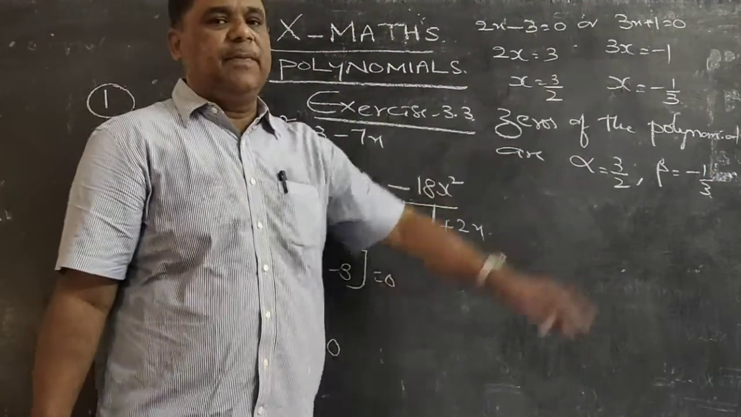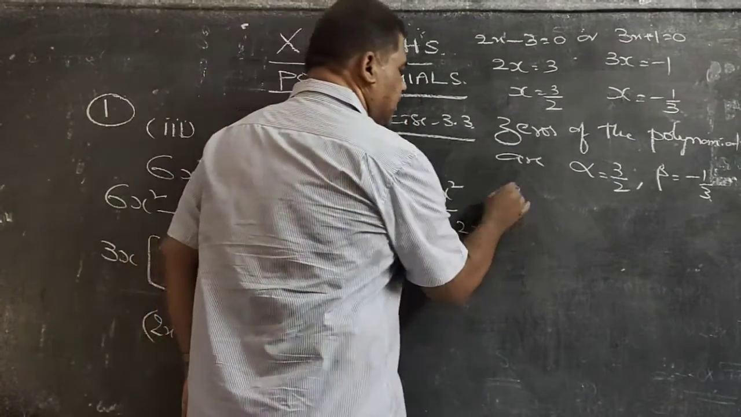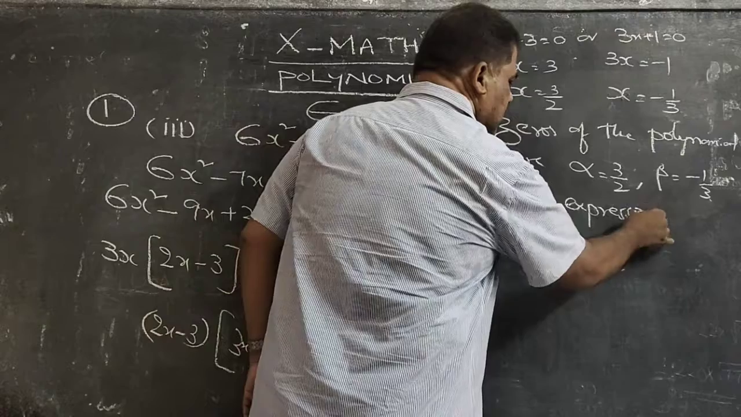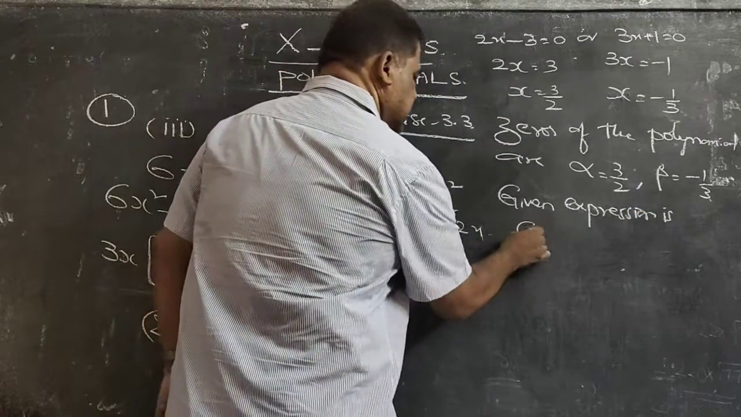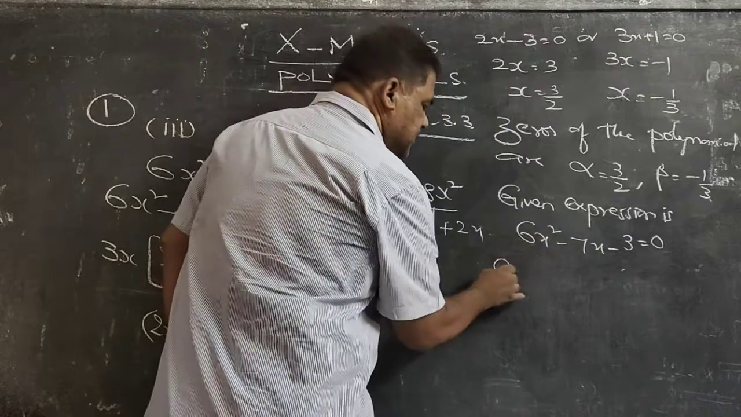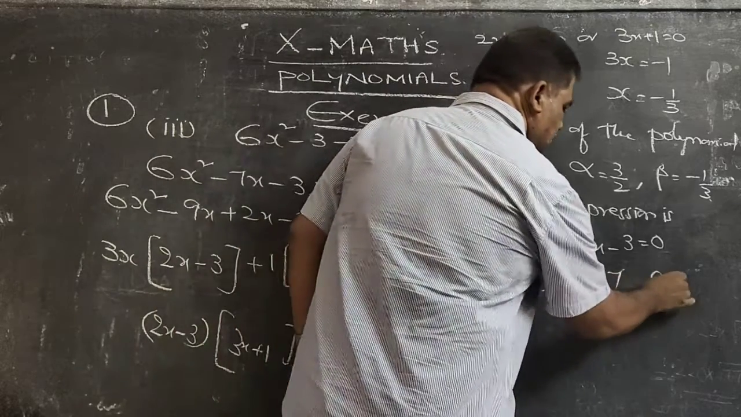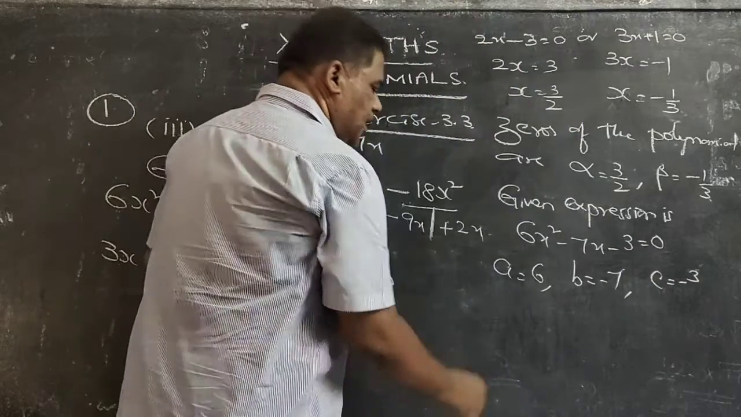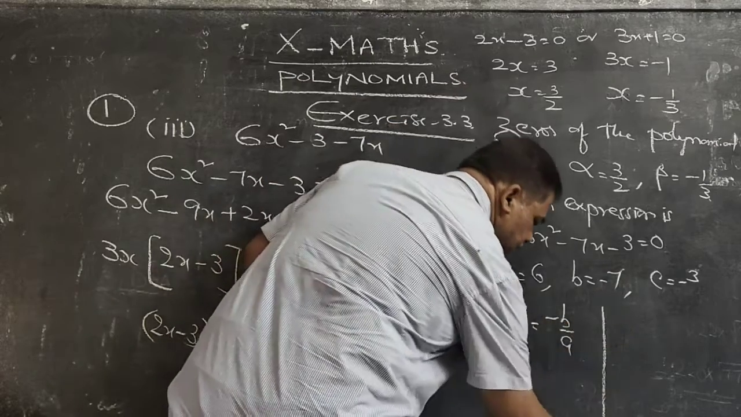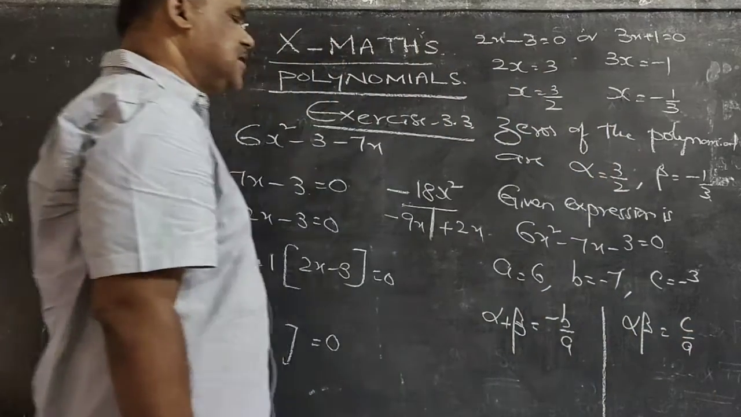After getting zeros of the polynomial, now we should verify the relation between zeros and coefficients. So the given polynomial is 6x square minus 7x minus 3 is 0. Coefficient of x square is a, that is 6. Coefficient of x is b, that is minus 7. Constant is c, that is minus 3. Now sum of the roots alpha plus beta should be equal to minus b by a. Product of the roots alpha beta is equal to c by a. This we should get, that is called verification.